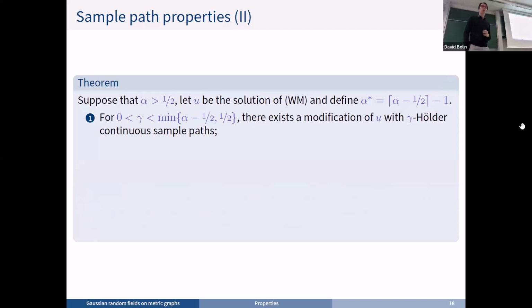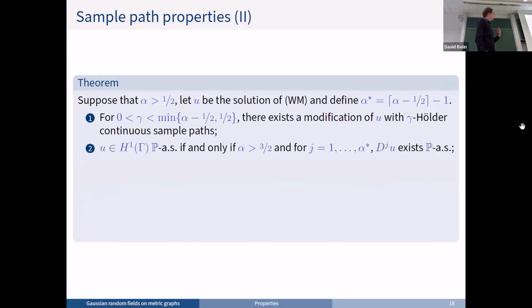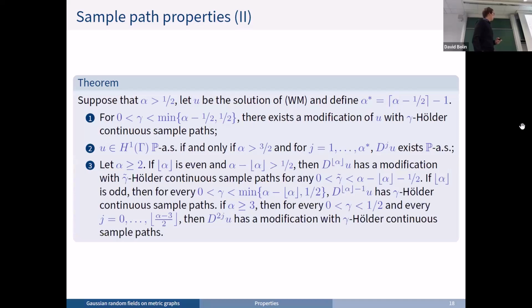We can also say something about sample path regularity. Essentially, this parameter alpha, as for the Matern fields in R^d, will control the regularity of the solutions. So it specifically controls the Hölder regularity of the sample paths. And if this alpha becomes big enough, you start to get differentiable and twice differentiable and so forth sample paths. Yeah, that's exactly what this is saying.